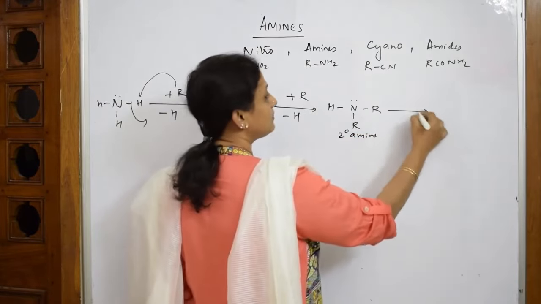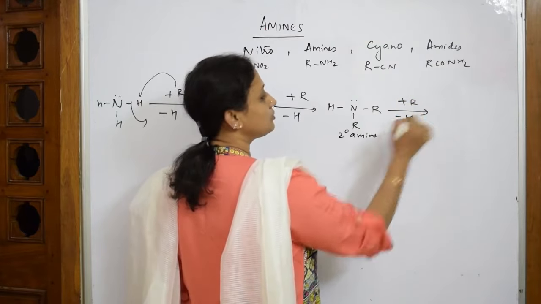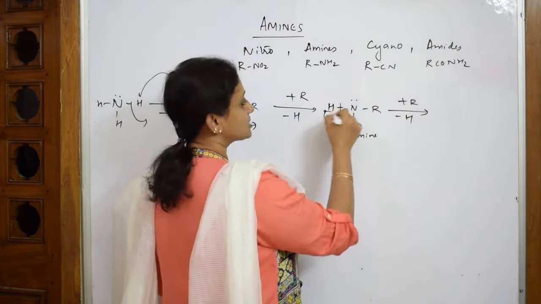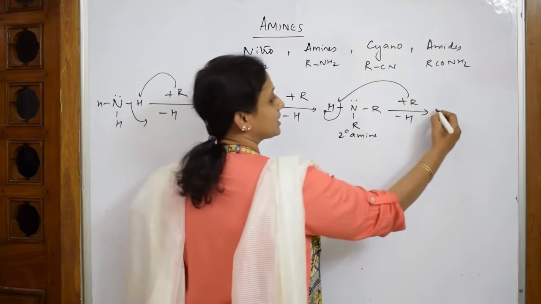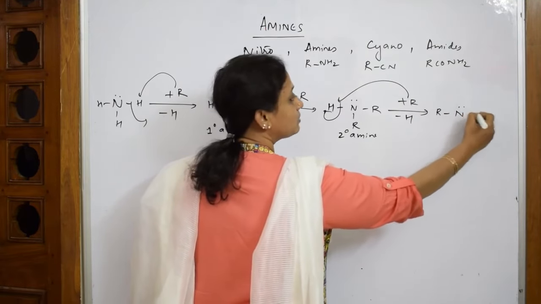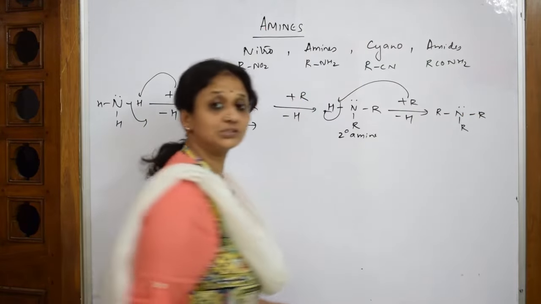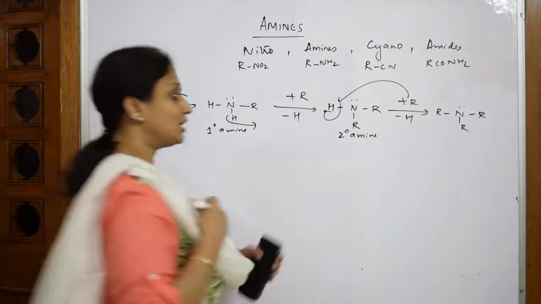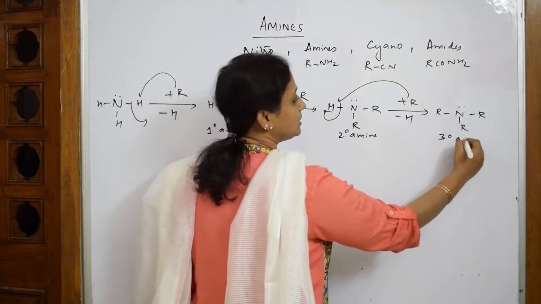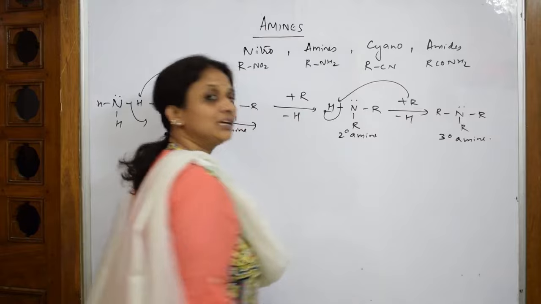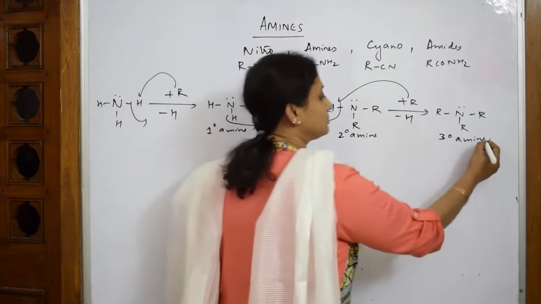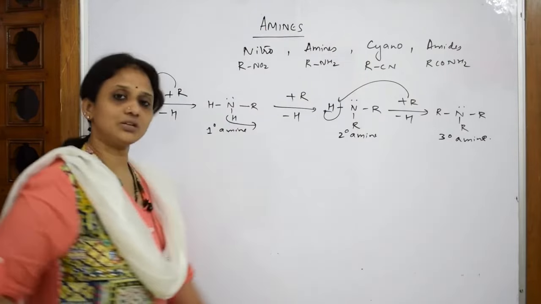The same thing, I am introducing one more alkyl group and removing one hydrogen. So this hydrogen this time, and this alkyl comes and attacks. So now nitrogen is occupied by 3 alkyl groups. Nitrogen with 3 alkyl groups is called a tertiary amine. We also have quaternary ammonium salts, and we'll be doing that also. So this is how your amine is formed.